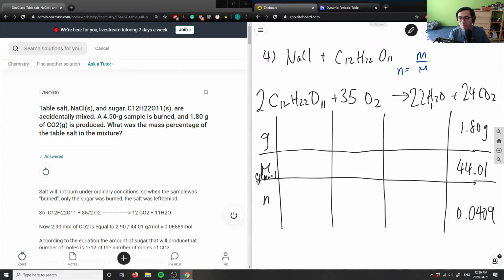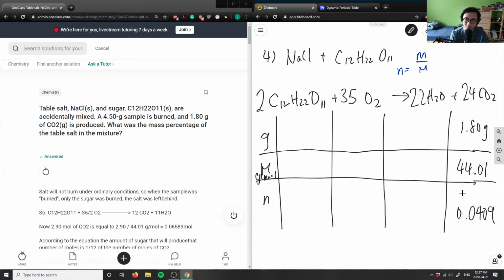And then what we can do is use a mole to mole ratio to figure out how much sugar we have in the first place. That's how we find the grams of sugar in the sample here. And then we can take the mass percentage. In order to do that, the coefficient here is 24, and this is the moles of it in total, so we can simply divide this 0.0409 by 24 to figure out how many moles, or 1 mole of CO2, is here.